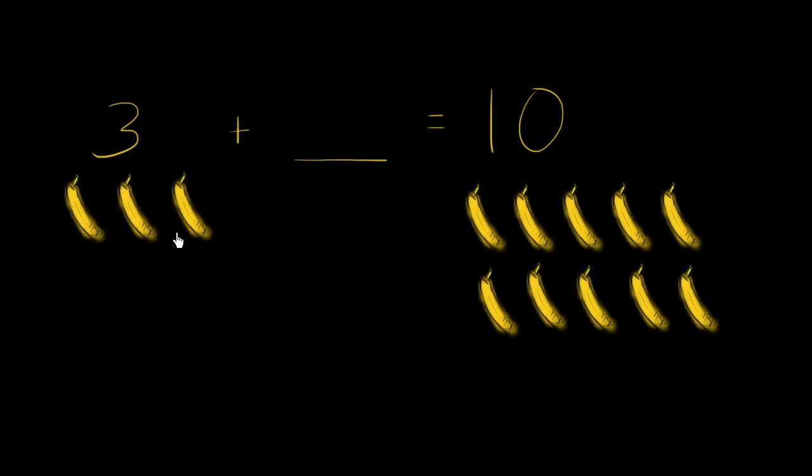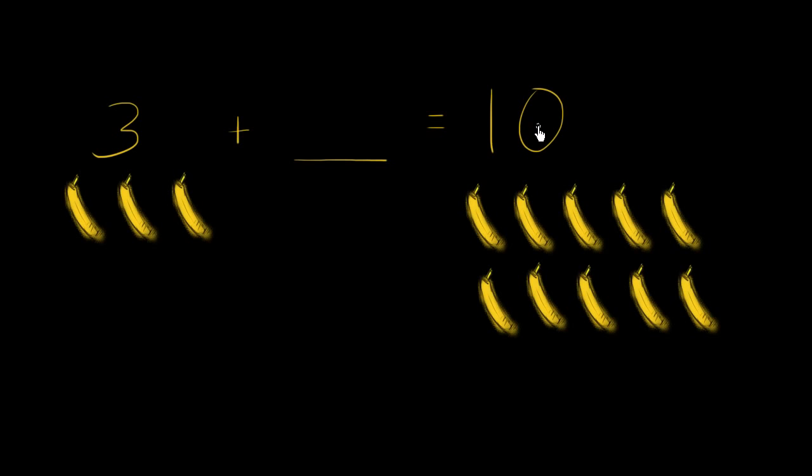We've got 3 bananas here. 1, 2, 3. So I'm starting with 3 bananas, and I want to add some number of bananas so that I end up with 10 bananas. So this is what I'm starting with. I'm starting with 3, and I want to end up with 10. 1, 2, 3, 4, 5, 6, 7, 8, 9, 10. So what do I have to add to the 3 to get to 10?